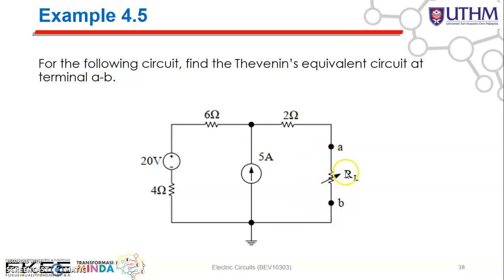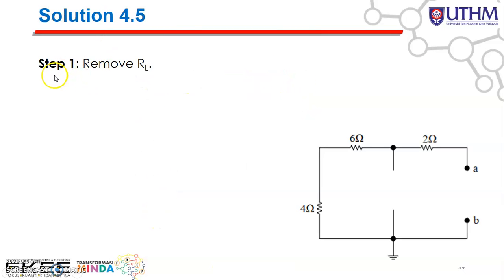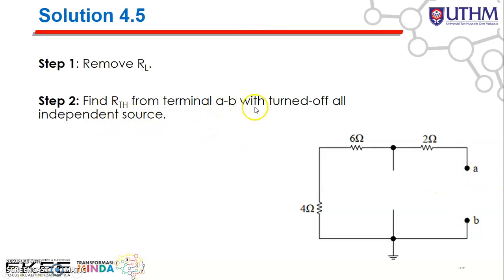Alright, so now we are going to replace this whole thing with the equivalent Thevenin circuit. So how to do that? The step by step is, first of all, you need to remove the RL. So here I just remove the RL first. And then after that, we turn off all the independent sources in order to find the value of RTH.